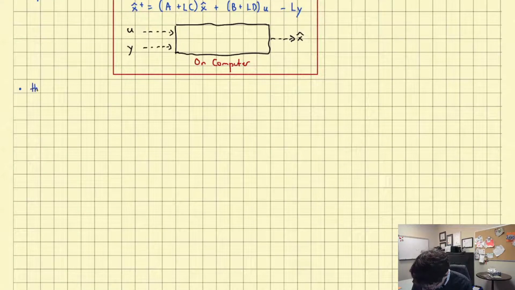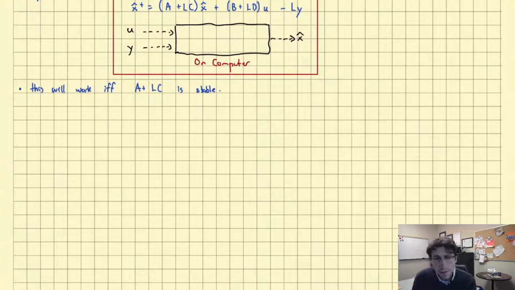So this will work if and only if A plus LC is stable. Now we did solve a stabilization problem earlier, but there the gain that we were designing, the F term, showed up after B. It was A plus B times F, the unknown gain. Here, L is showing up on the other side, if you will, of the plant model matrix. So what do we do? Well, we make the following observation.